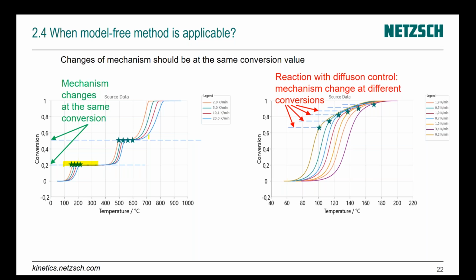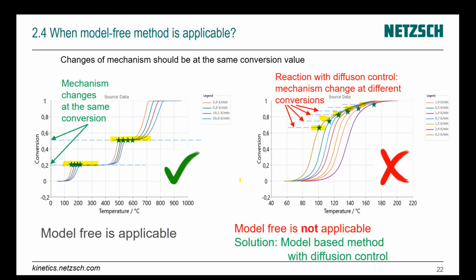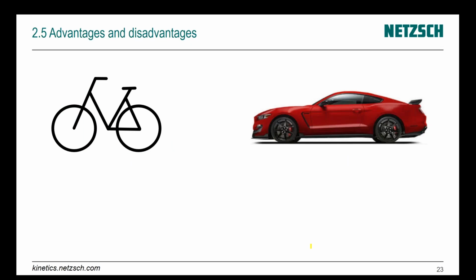The mechanism could change several times, like here, but if it happens at the same conversion value for all curves, then model-free can be applied, like here. First picture, yes, model-free can be applied. Another picture, curing with diffusion control. Here we have changes of mechanism at different values of conversion because diffusion control happens at different conversions. Can we apply model-free? No, we can't. We should use a model-based method with diffusion control.